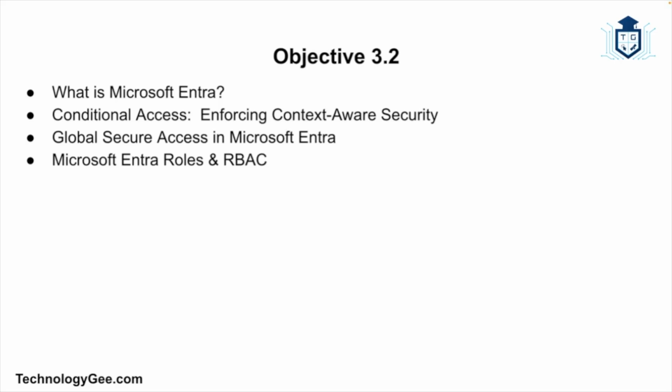Now, by adopting Microsoft Entra solutions, organizations can strengthen their security posture with adaptive and scalable access controls. They can support zero trust principles by integrating identity and network security, and they can streamline IT operations with centralized and efficient management tools. So as the digital landscape evolves, Microsoft Entra stands out as a comprehensive platform for identity and access management, helping organizations navigate the complexities of modern cybersecurity.